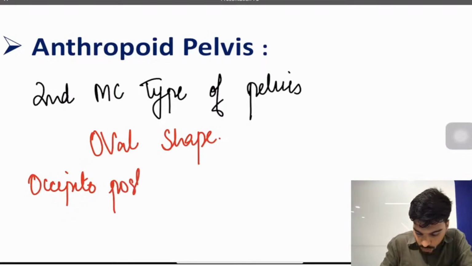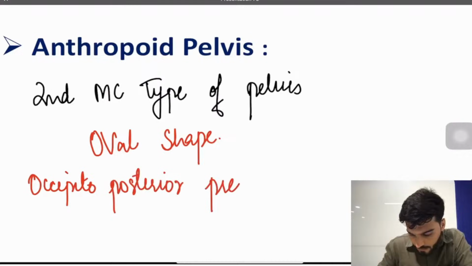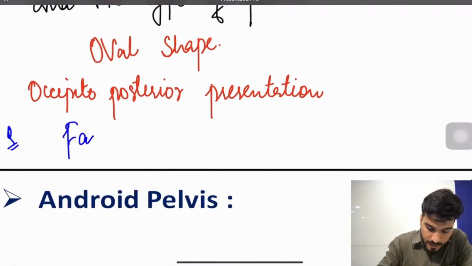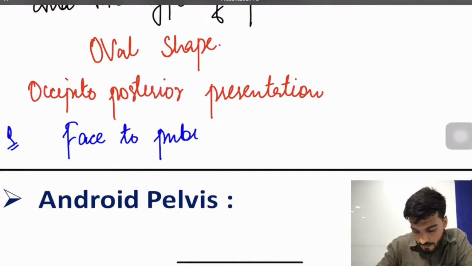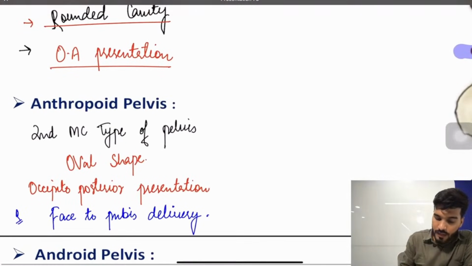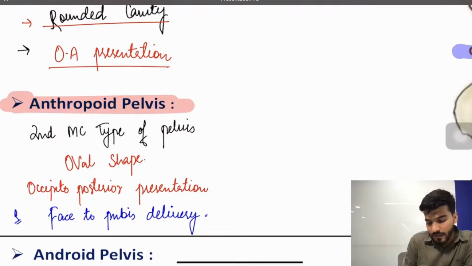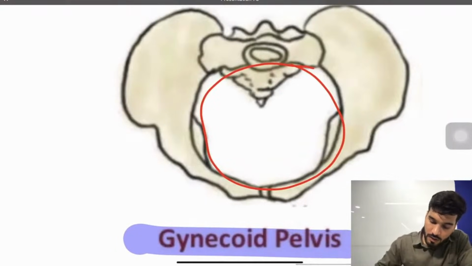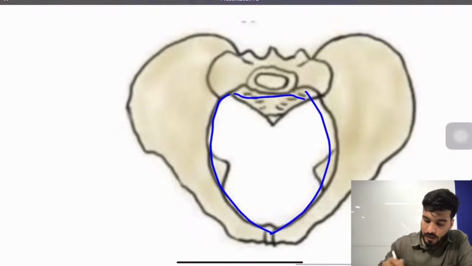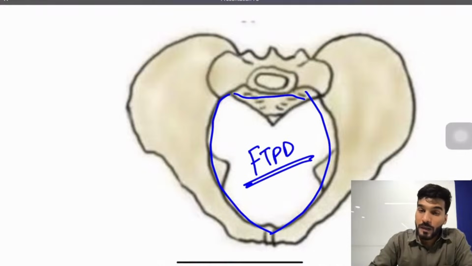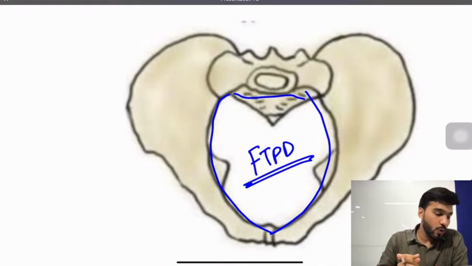It has occipito posterior presentation, and the type of delivery, this can be the question, is face to pubis delivery. Is that clear? That is about the anthropoid pelvis. So remember in short, occipito anterior is gynecoid, and face to pubis delivery is seen in the anthropoid pelvis, because this type of pelvis is called an oval shaped pelvis.